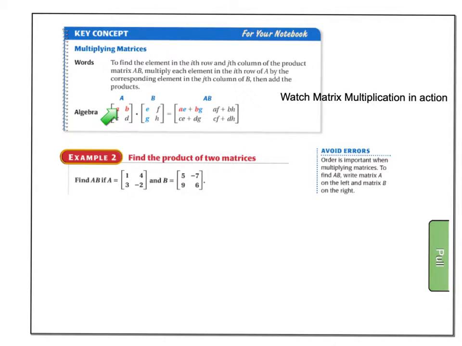You have matrix A: a, b, c, d, and these are all elements in your matrix. Please notice this is a 2 by 2 matrix. Matrix B, you have e, f, g, h. It is also a 2 by 2 matrix.